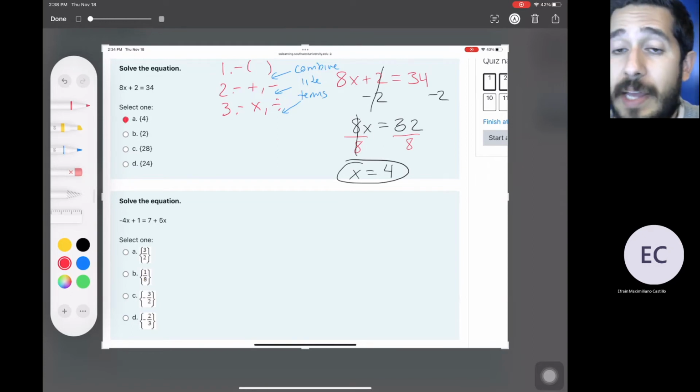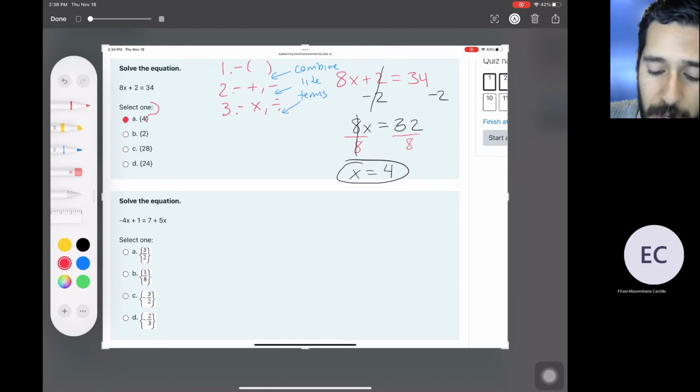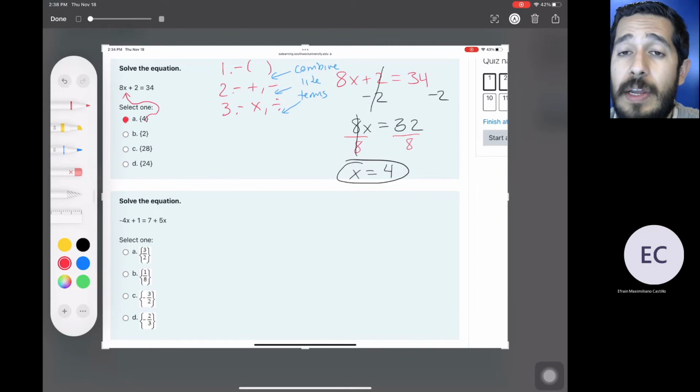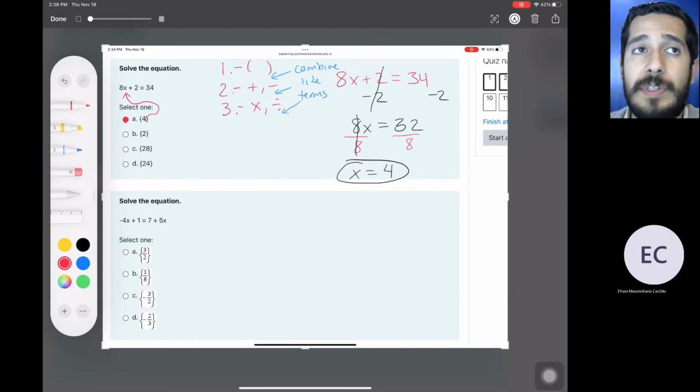How do I know this answer is correct? If I take 4 and substitute for the x and do PEMDAS to both sides of the equation, they have to be the same. They have to yield the same result.